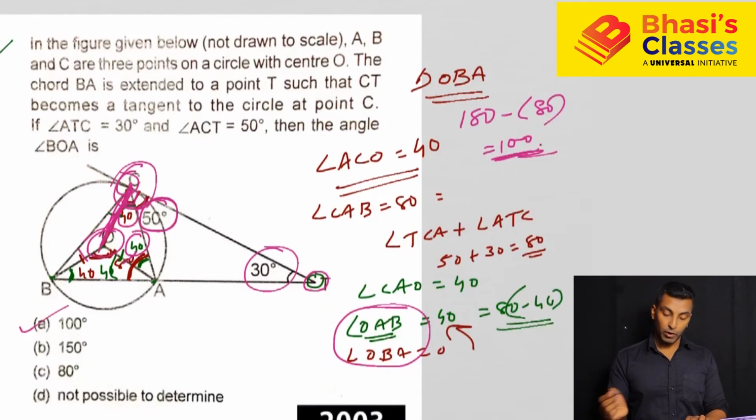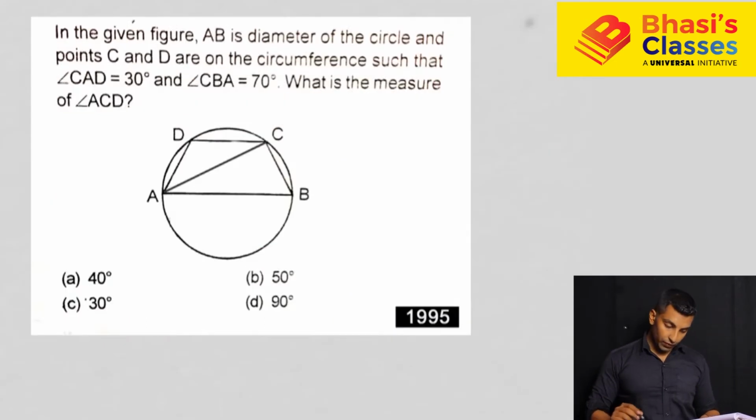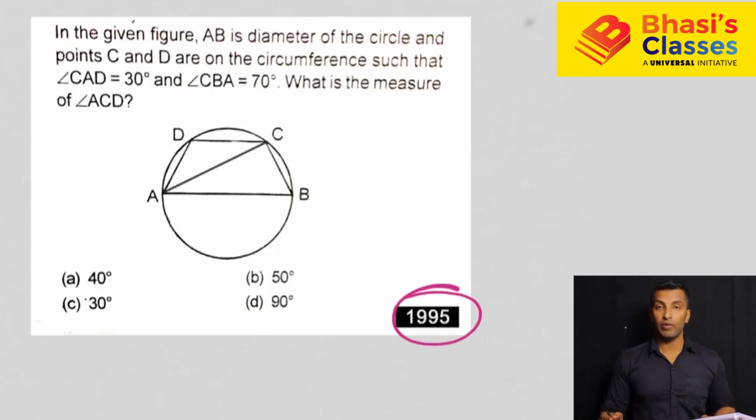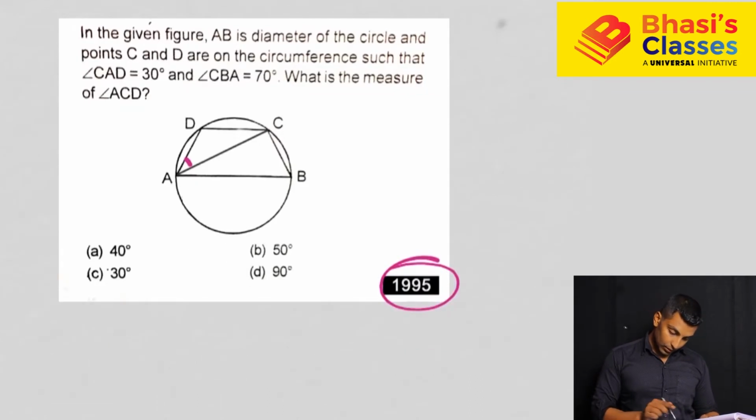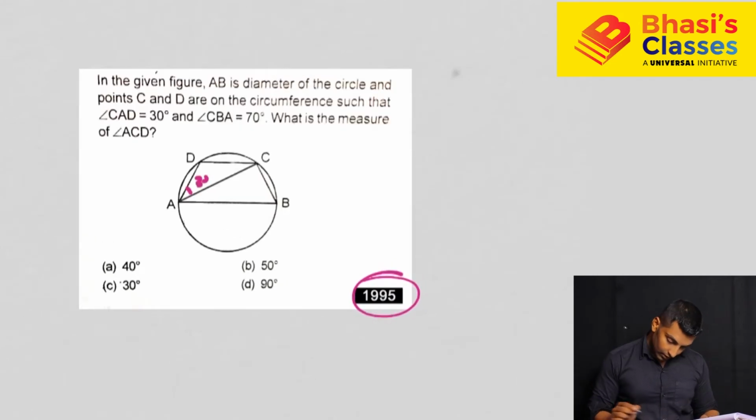Join this point. Okay, take a minute and solve this question. This was a 1995 question. Okay, so how will you solve this? So what is given? AB is the diameter of the circle, right? And points C and D are on the circumference such that CAD is 30 degree, right? So this is given. This is 30 degree, right? And angle CBA is 70, right? So this is given as 70.